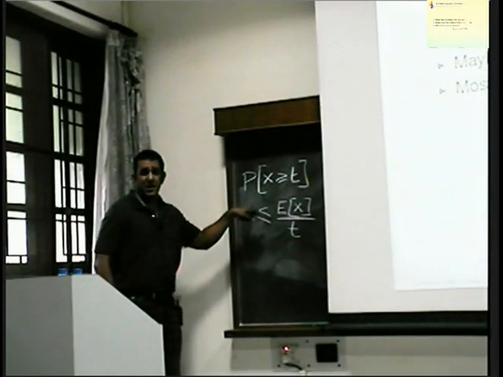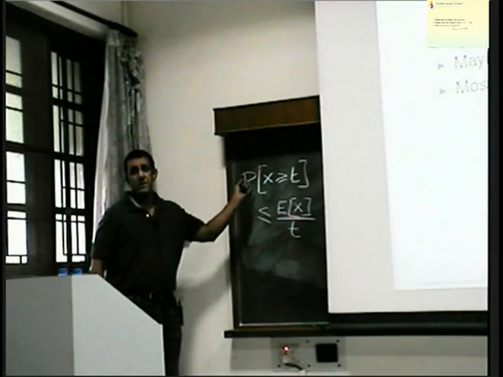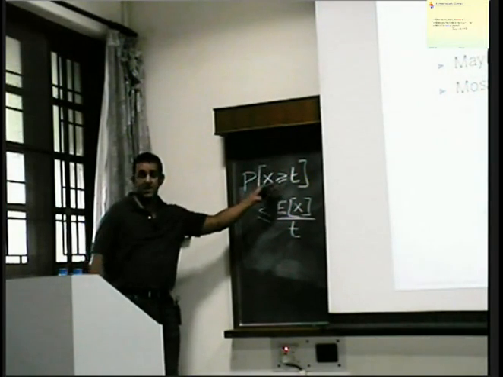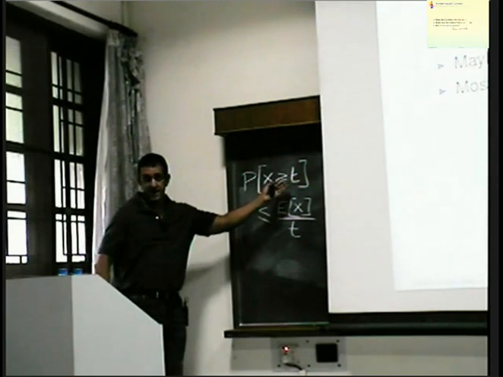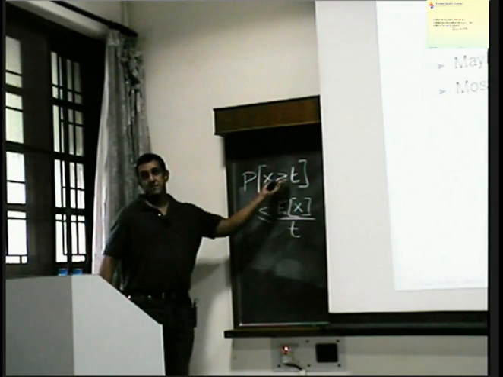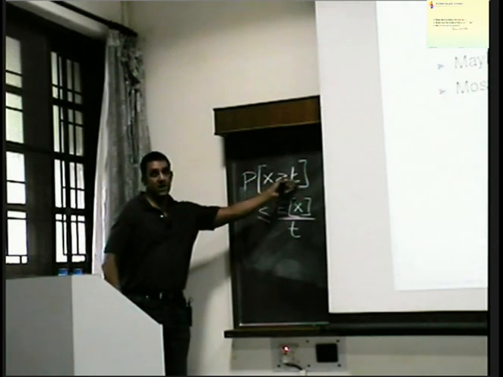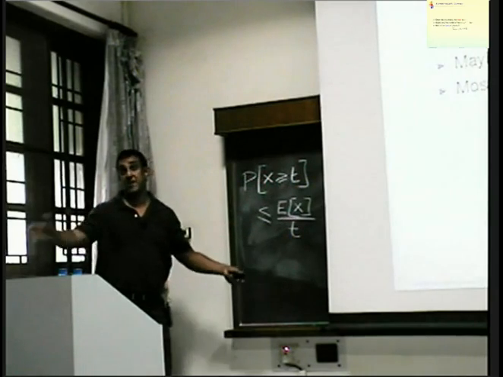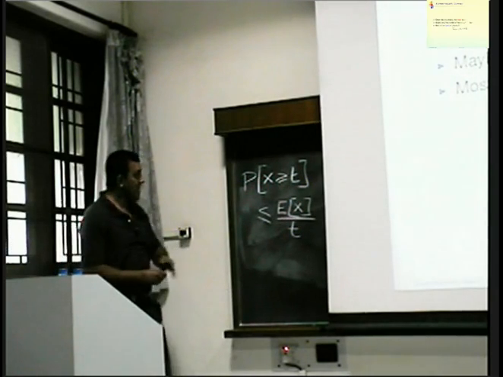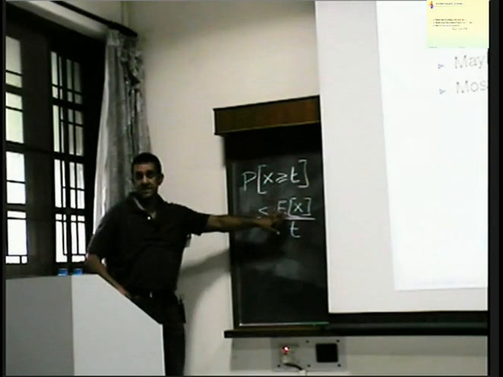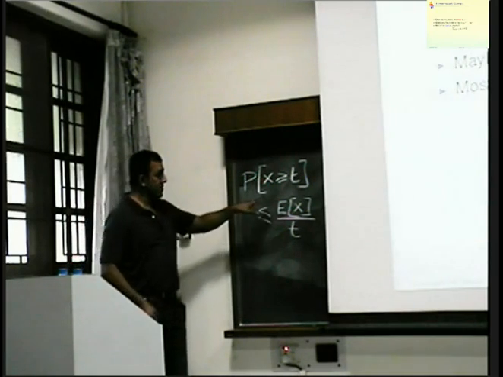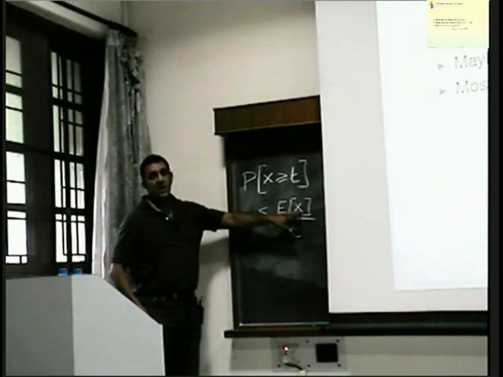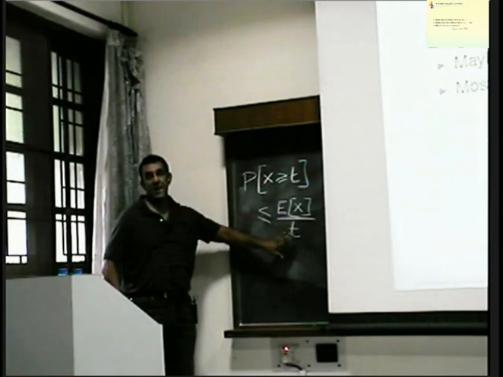Does this strike a bell? What happens is the probability that x is at least t, for x a non-negative random variable, and therefore t also non-negative. Otherwise, the statement is the probability that x is greater than or equal to -1. That probability is always 1. Don't even bother about it. So in order to make some sense out of such a statement, t better be non-negative also. And then you have E[x], the expectation of x, divided by t.